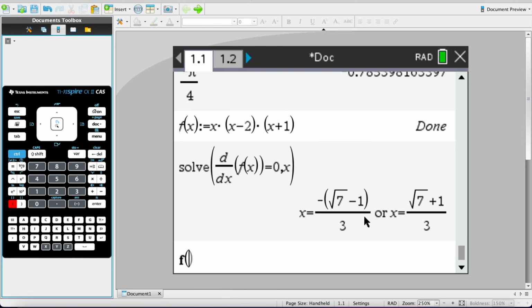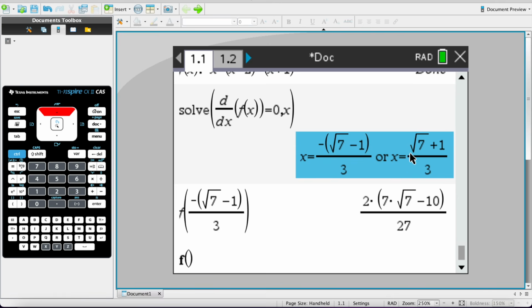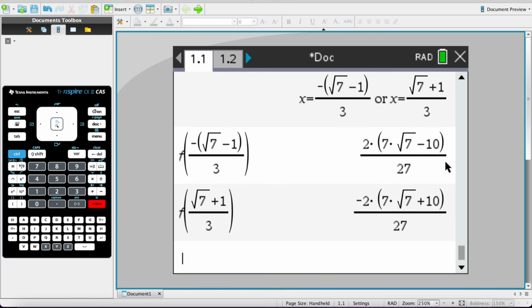And if you sub them into f, you'll get the y values. So the coordinates are -√7 minus 1 over 3, 2 times 7√7 minus 10 on 27, and then you've got f of this value, and so you've got √7 plus 1 on 3, -2 times 7√7 plus 10 on 27. Okay.